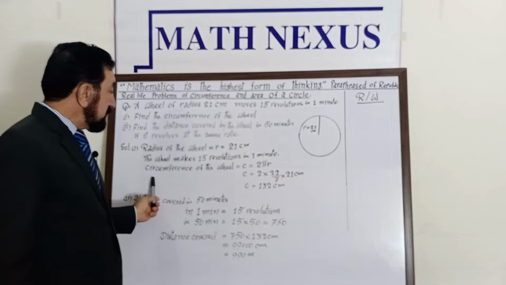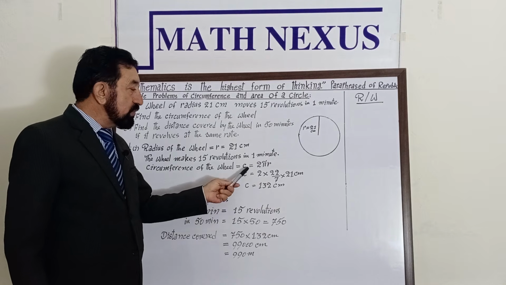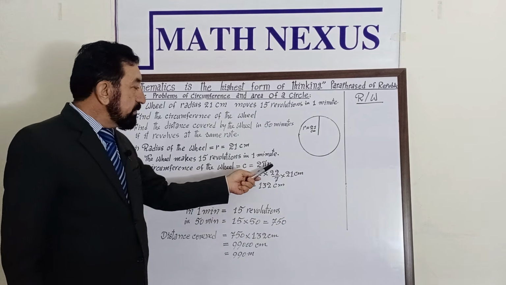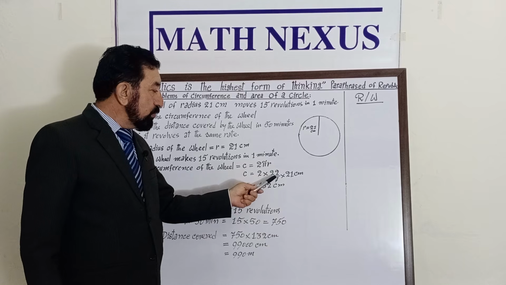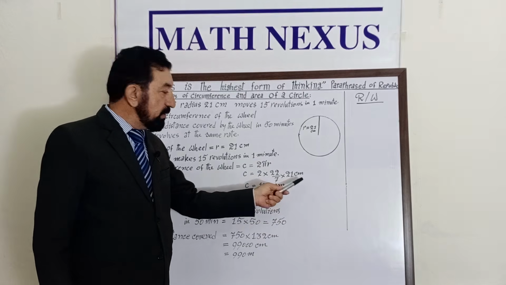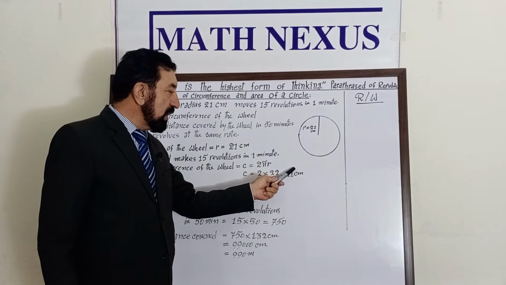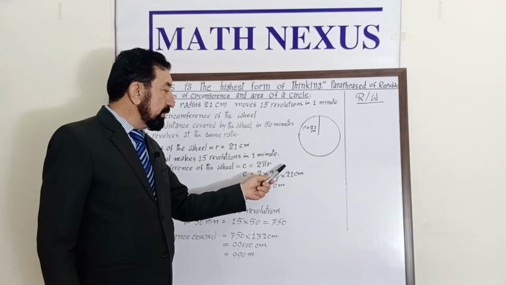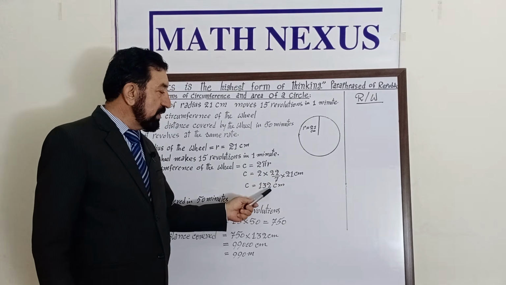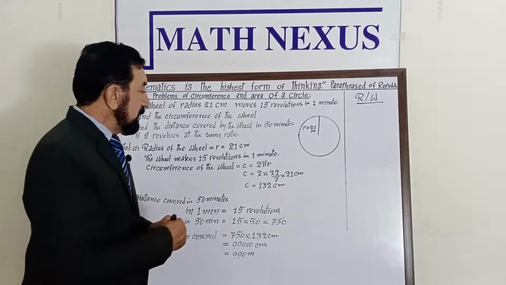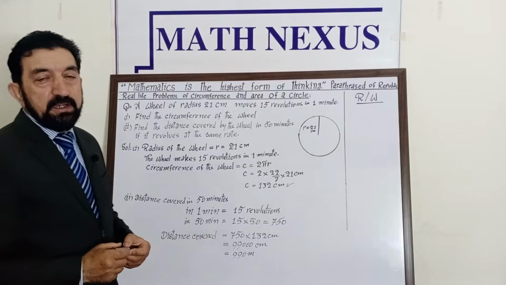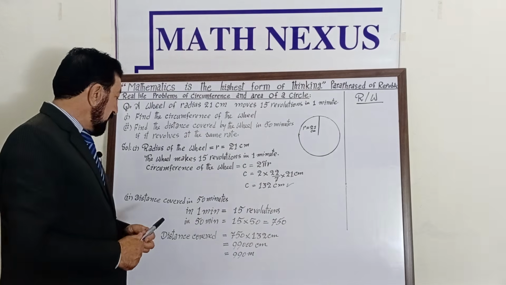We have circumference of the wheel C equal to 2 pi r. Now putting the value in this formula, 2 into 22 upon 7 into 21 centimeters, 7 ones are 7, 7 threes are 21. 2 into 22, 44, 44 into 3, this is equal to 132 centimeter. It means that the circumference of this circle is equal to 132 centimeter.